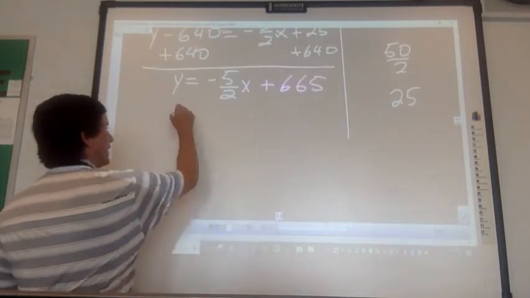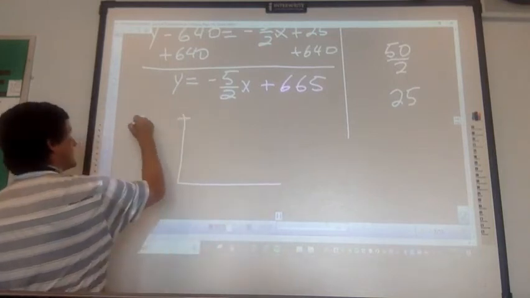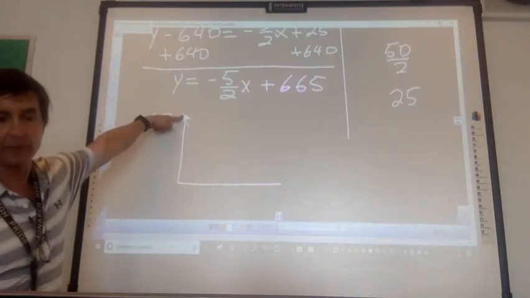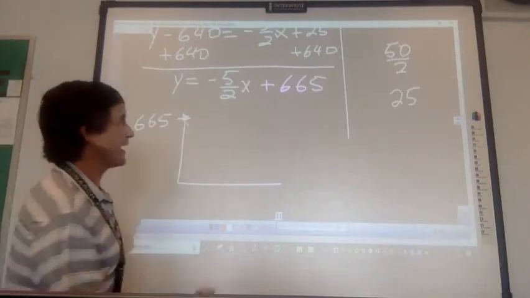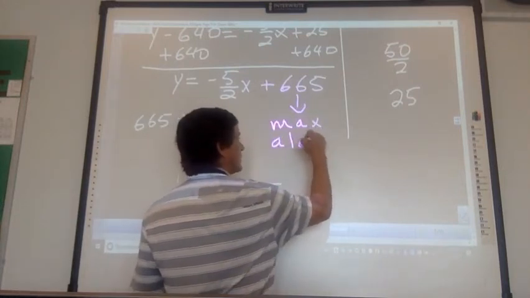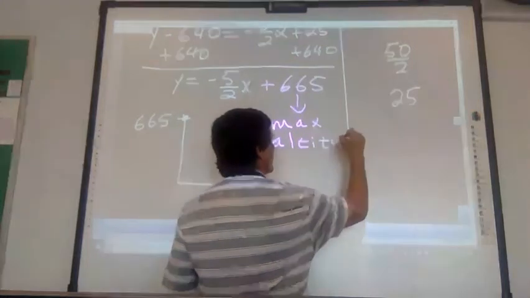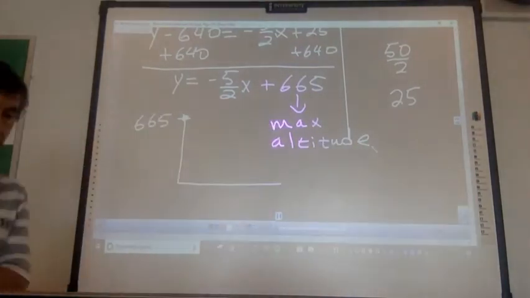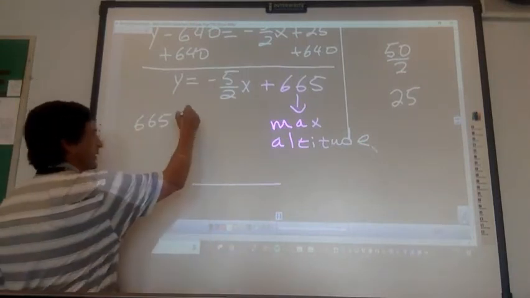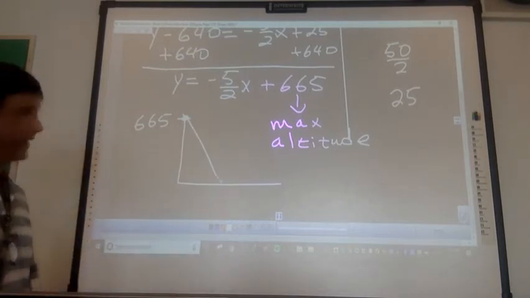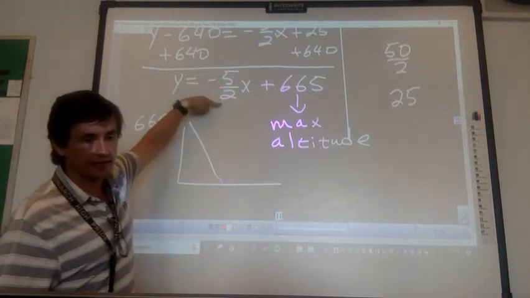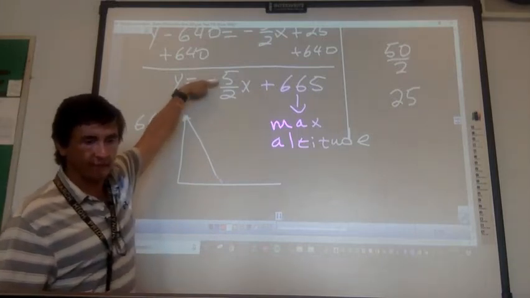So if I just kind of rough sketch a graph right here and say 665 is up top, that's like the max altitude of the balloon. So 665 is the max altitude. Okay? And then the -5/2, that tells you that it's going fairly steeply down, right? So y is the altitude, so it takes 2 seconds for the balloon to drop 5 meters.